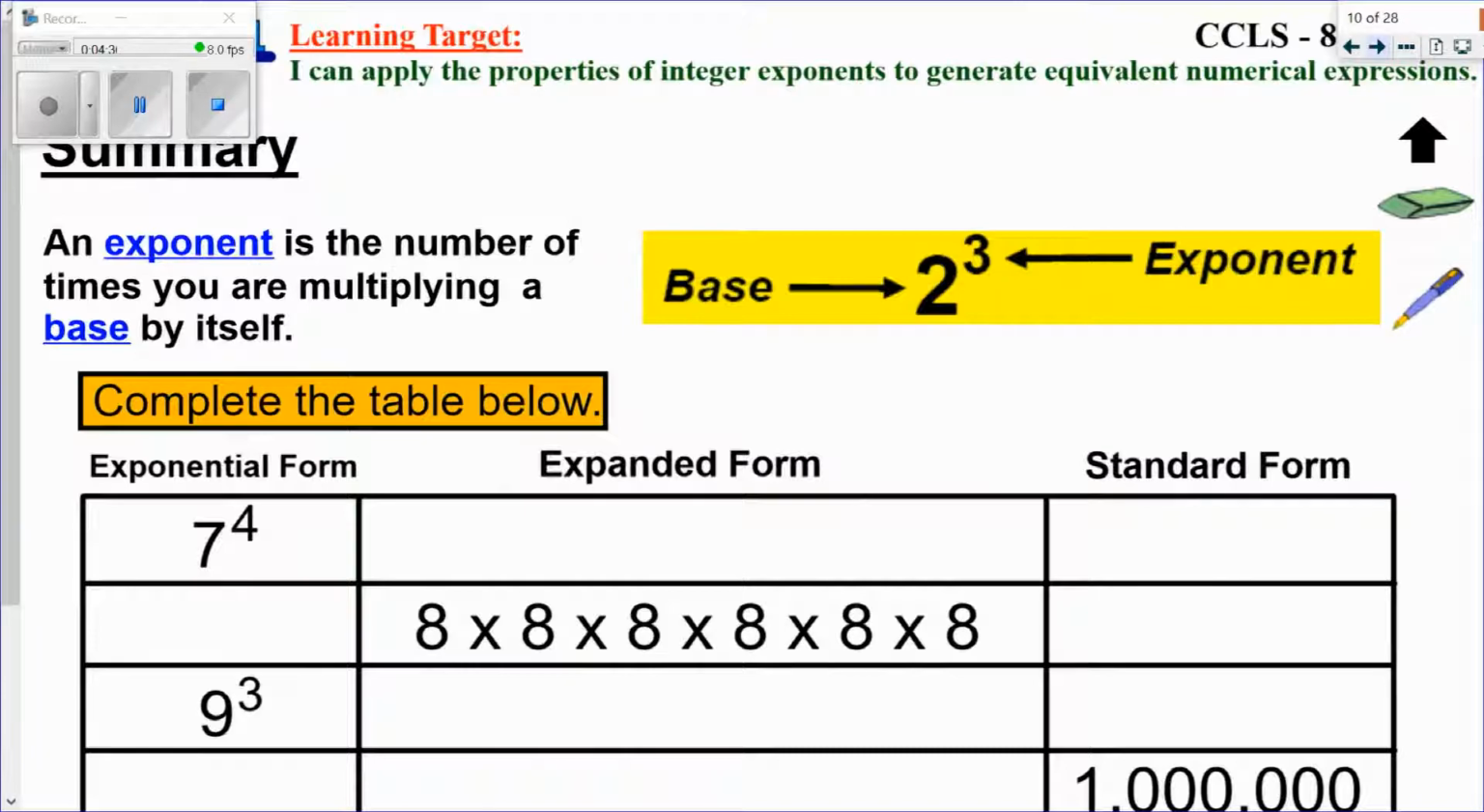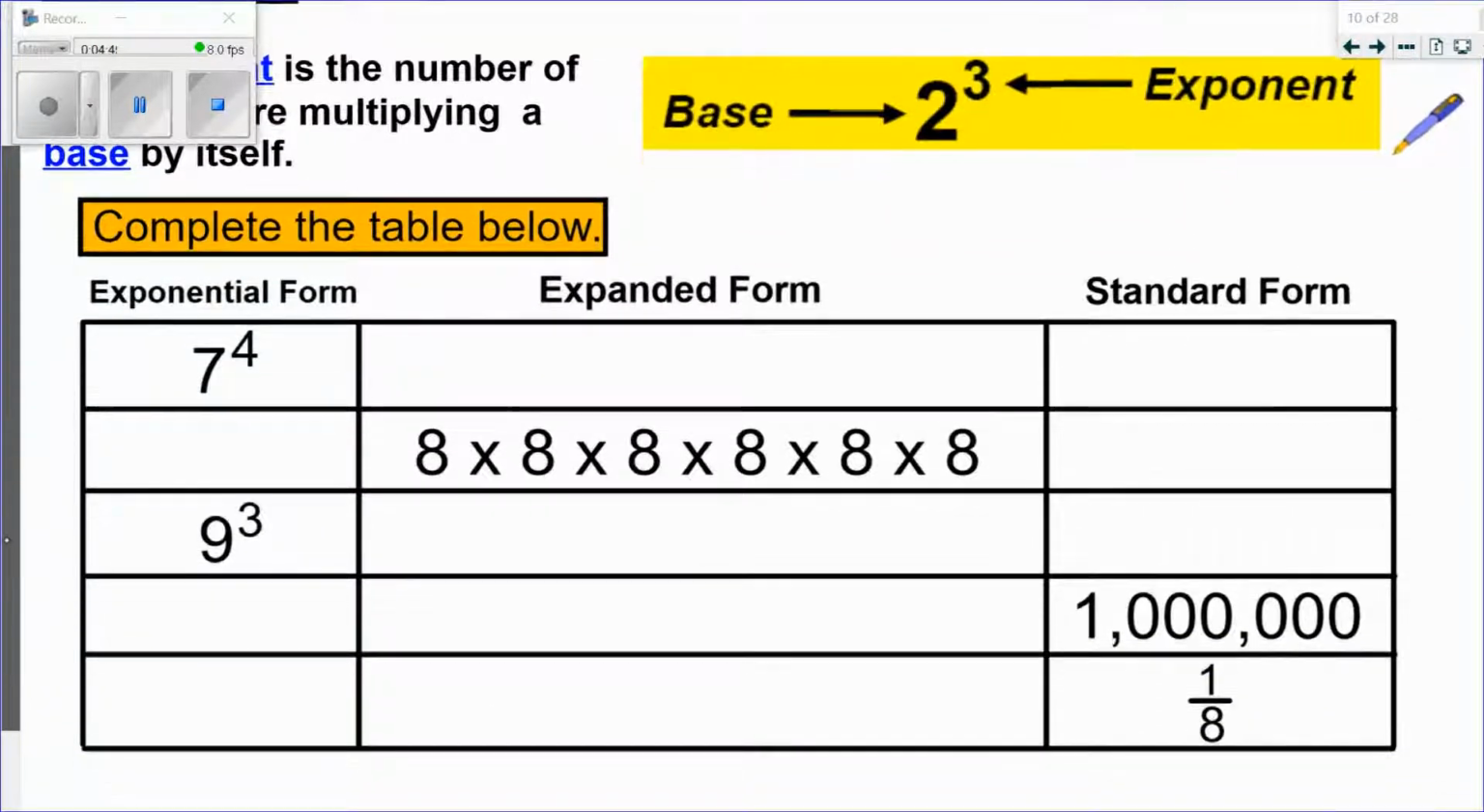Now we would like you to do this little summary. An exponent is the number of times we're multiplying a base by itself. 2 is the base, 3 is the exponent. So we would like you to complete this chart, hit pause, and then come back and play to assess your answers.